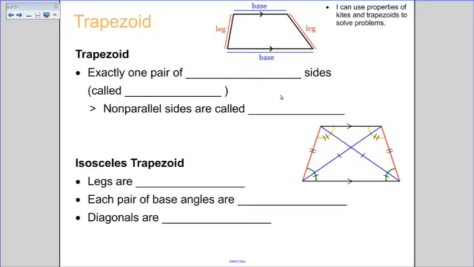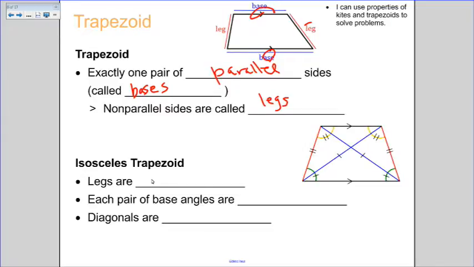Now we're going to talk about trapezoids. Trapezoids have exactly one pair of parallel sides, which are called bases. So you can see up here, these are the parallel sides. The non-parallel sides are called legs.